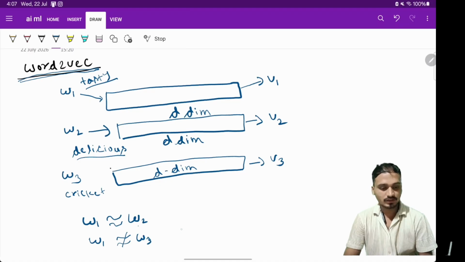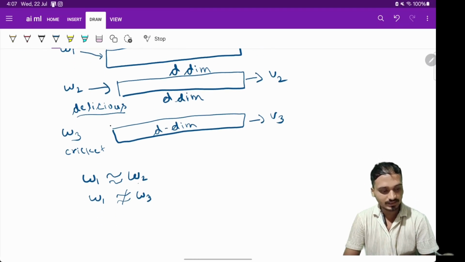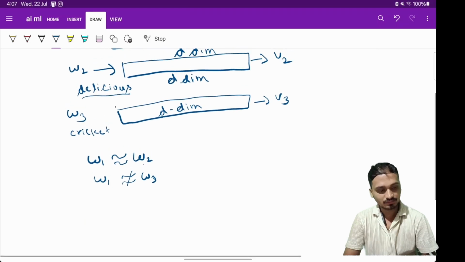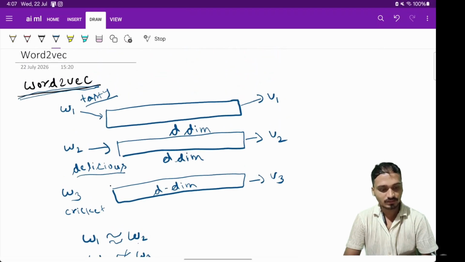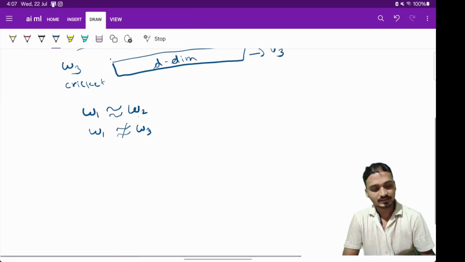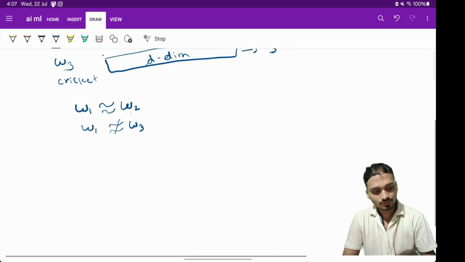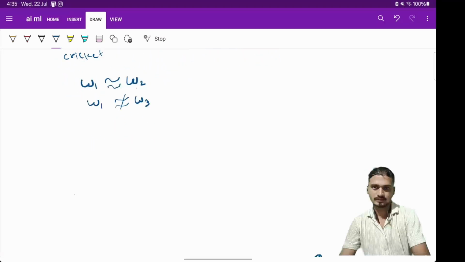How exactly Word2Vectors get trained, we will not study here. That will be studied after learning deep learning. We will study it in detail when we learn deep learning. So for now, let's just understand it from a higher perspective. So this is the core idea.